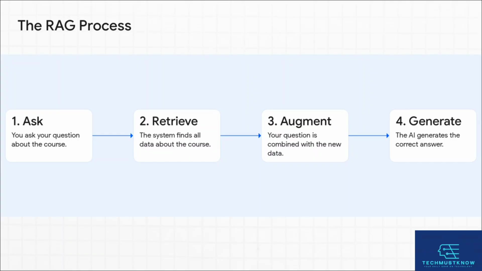So let's just put it all together real quick. You can see it in this flow. It's a simple but really powerful little loop. You ask your question, this system retrieves the specific data, it augments your query with that data, and then, and only then, does the AI generate the answer. And this entire dance, it happens in a fraction of a second. It transforms a generalist AI into a focused expert, just for you.